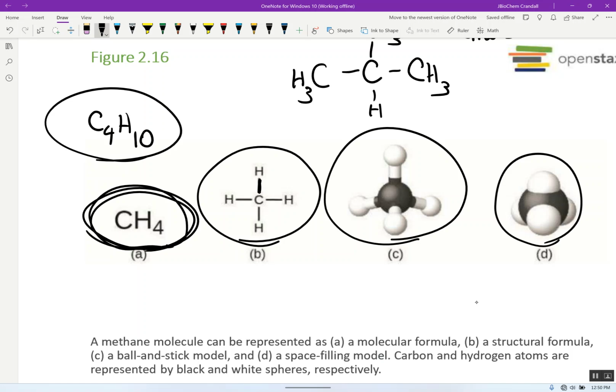But if you looked at it under a high-powered microscope, would you see a line? No, that's not what you're going to see. It's just a model to represent what we mean. We mean 2 electrons are shared between the carbon and the hydrogen. That's what we mean.